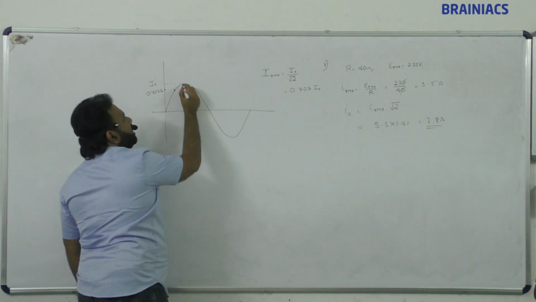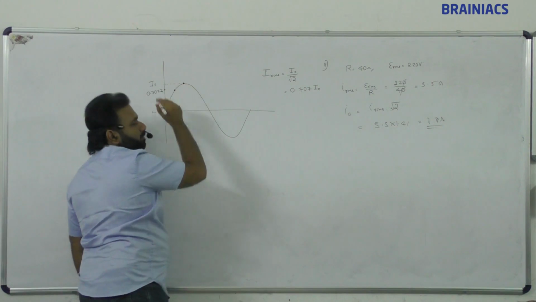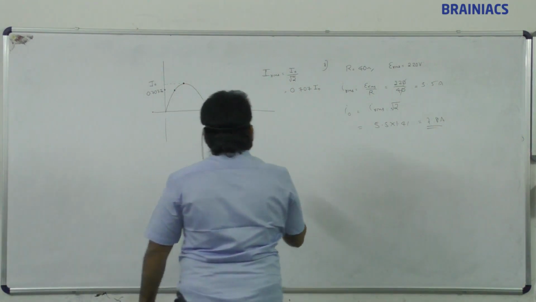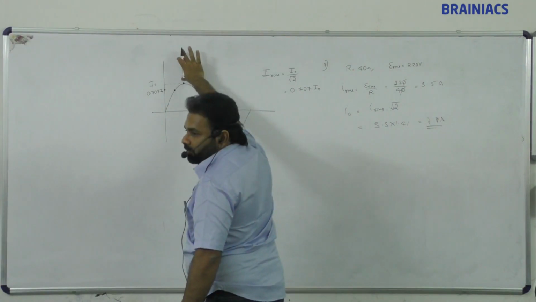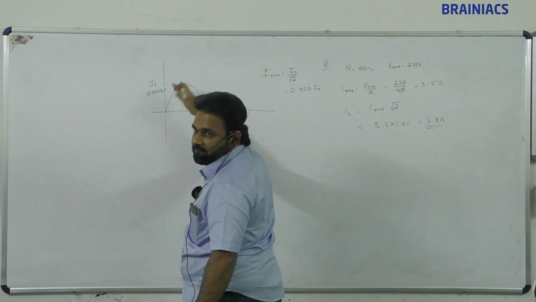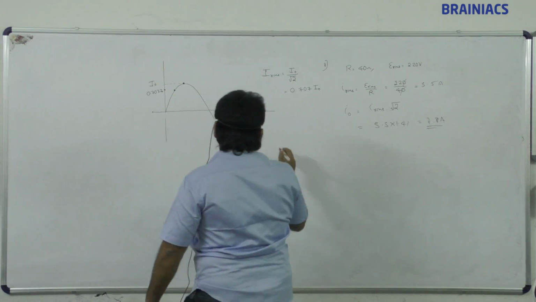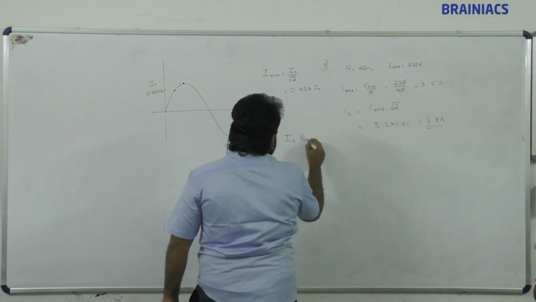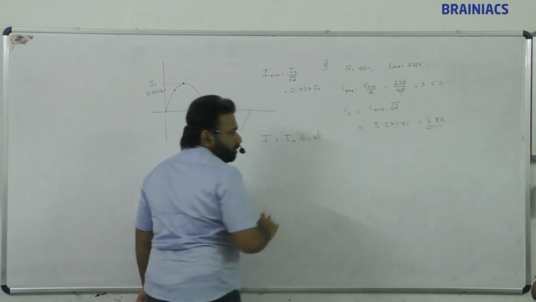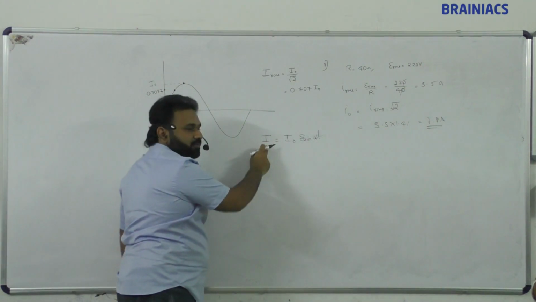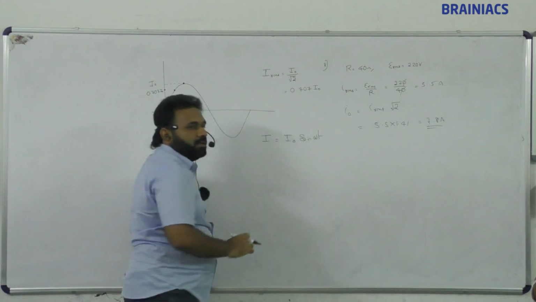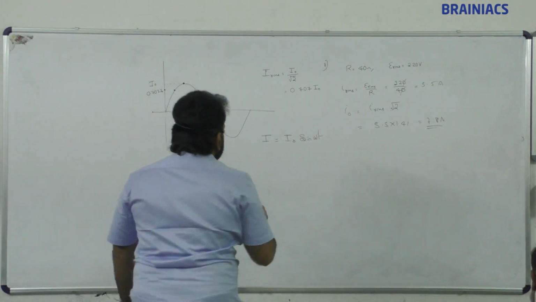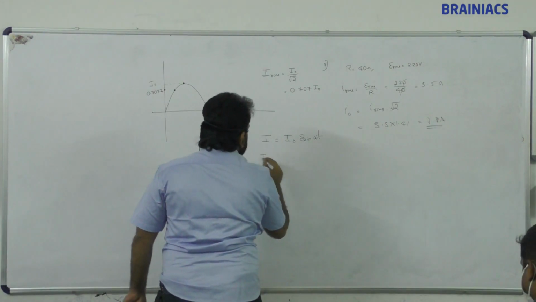So from here the signal to become here, how much time is taken? Easy. If we find the instantaneous time of this, things will be done. I is equal to I naught sin omega t. So first we will find the time instant of maximum value of current. This side is also I naught.